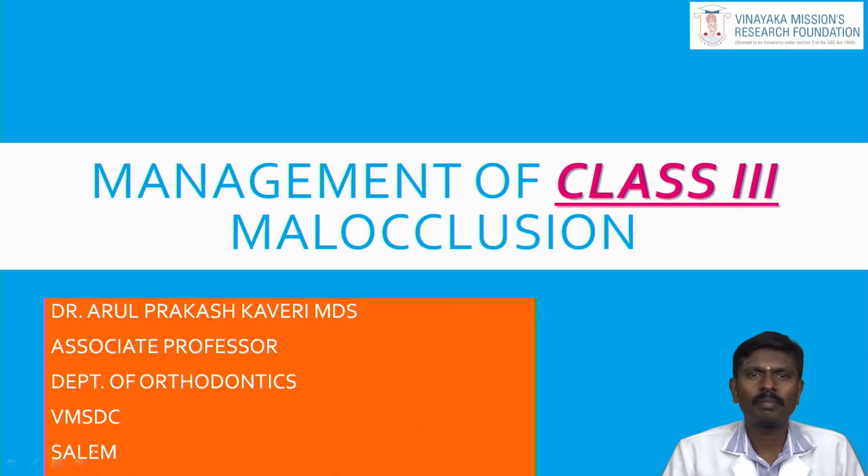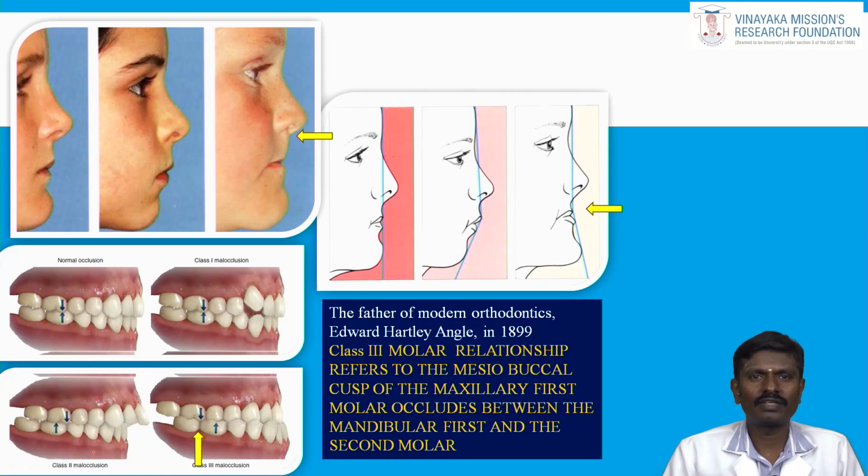My topic is about management of class 3 malocclusion. So we all know that Angle has classified malocclusion into class 1, class 2, class 3. For class 3, the mesiobuccal cusp of the upper first molar occludes with the interdental space between the mandibular first molar and the mandibular second molar.